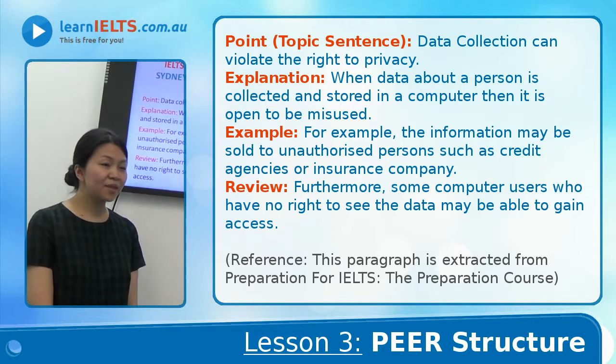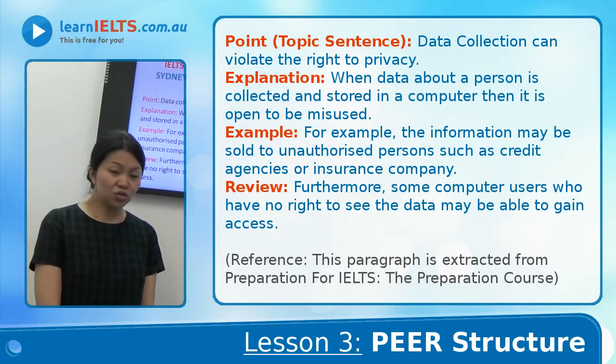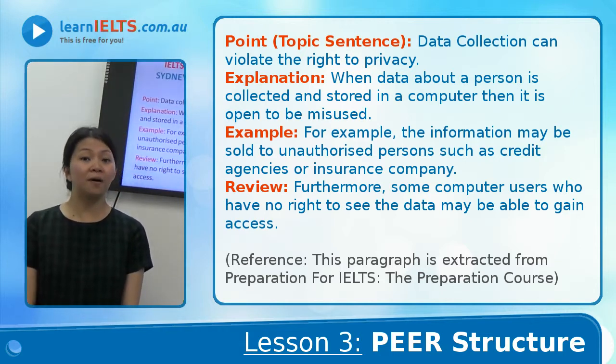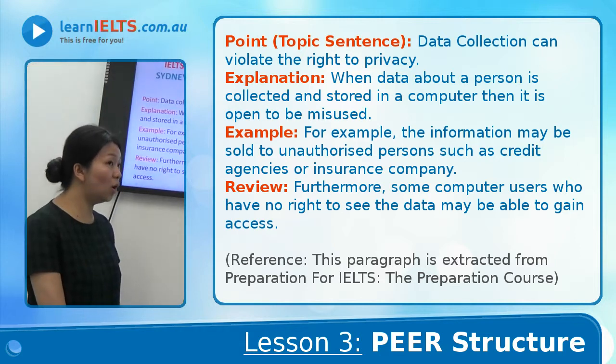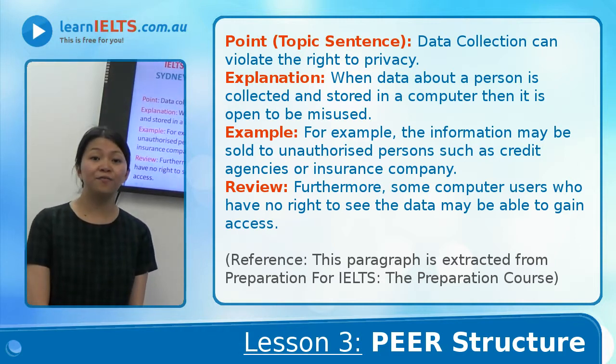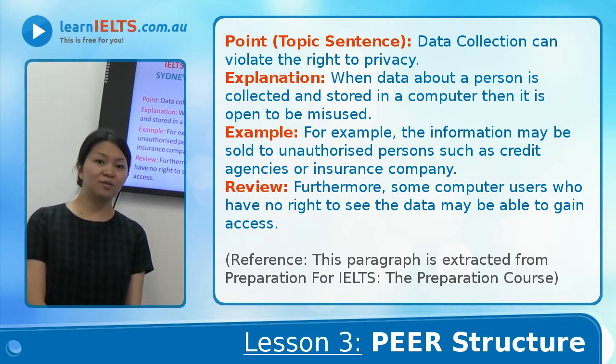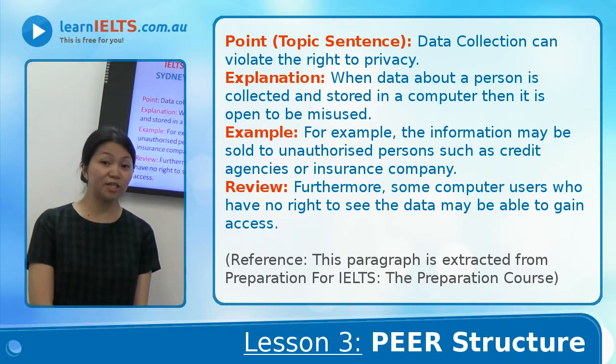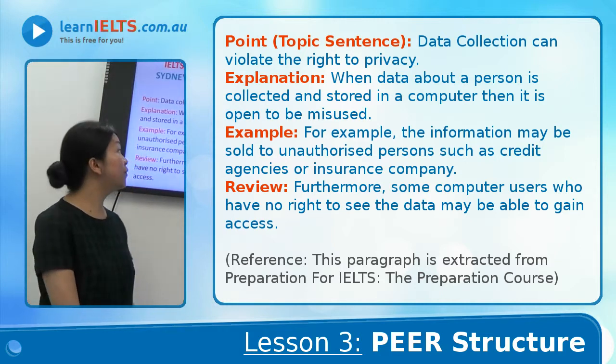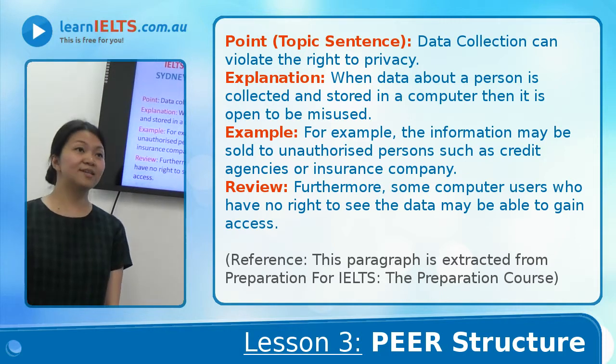It means the maximum number of sentences that you should write in one paragraph should be only 4, or in the worst case, 5 sentences. If you write longer than that, you will not have enough time to finish your IELTS essay within 40 minutes for task 2. So for the PEER structure, what exactly does that mean?